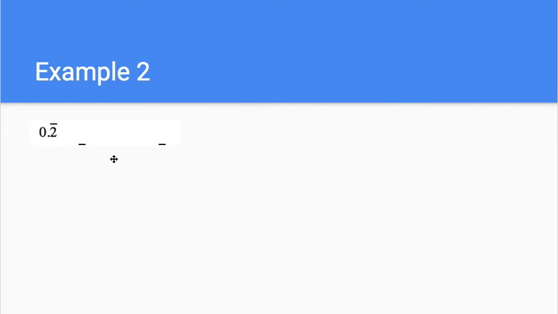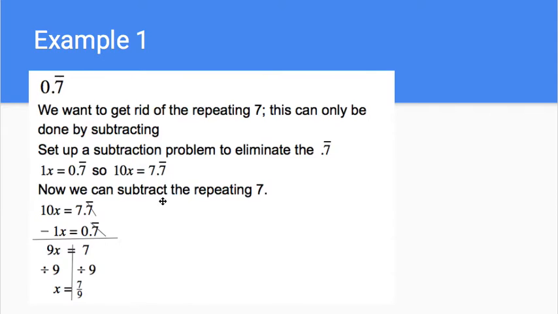So here's my second example, 0.2 repeating. Again, I want to get rid of that repeating 2. So I use 1x is equal to 0.2 repeating, and 10x is equal to 2.2 repeating. Because again, if I have 0.2 multiplied by 10, I'm just going to move the decimal point one place to the right. This is just like we've been doing in science. So now I have 10x and 2.2 repeating.